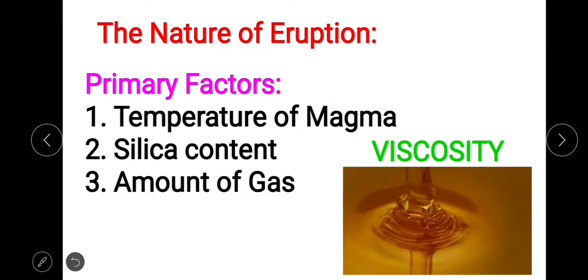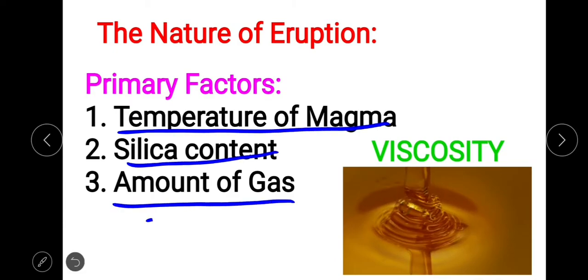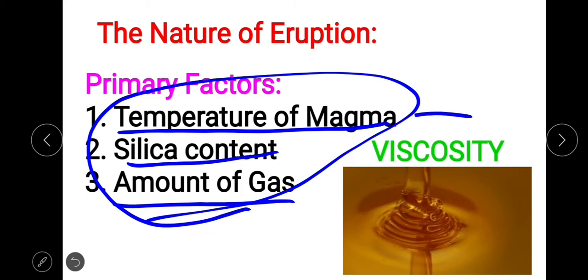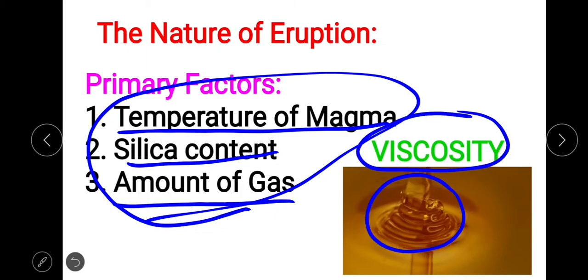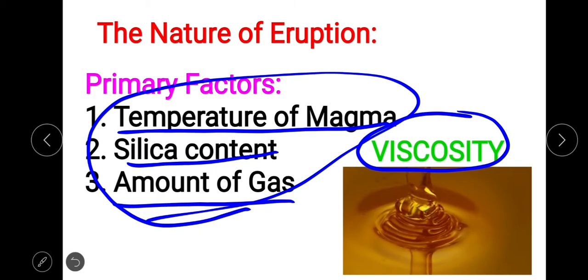And the viscosity of magma is determined by these 3 factors: the temperature of magma, silica content, and amount of gas. These 3 factors determine the viscosity of magma. What do you mean by viscosity? Just like this honey in the picture. Honey is more viscous than water because water will flow immediately, but honey will not flow immediately. It is viscous compared to water.